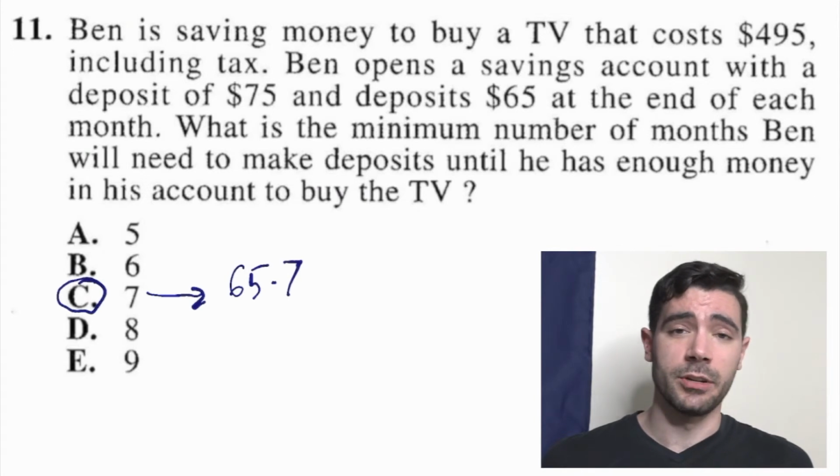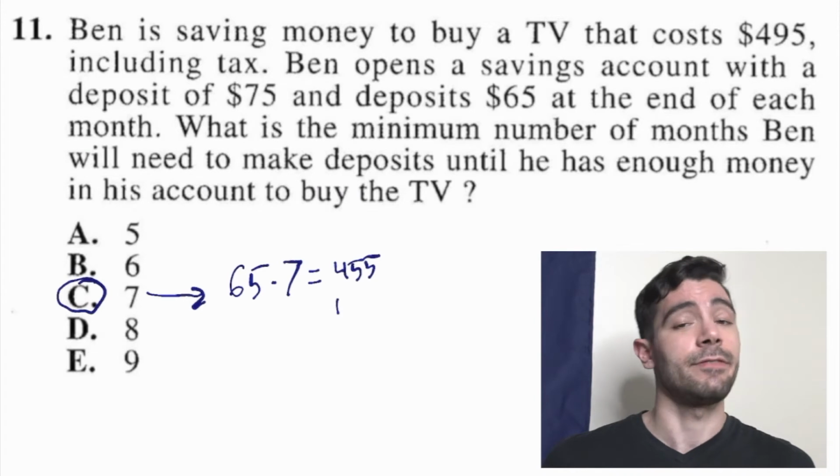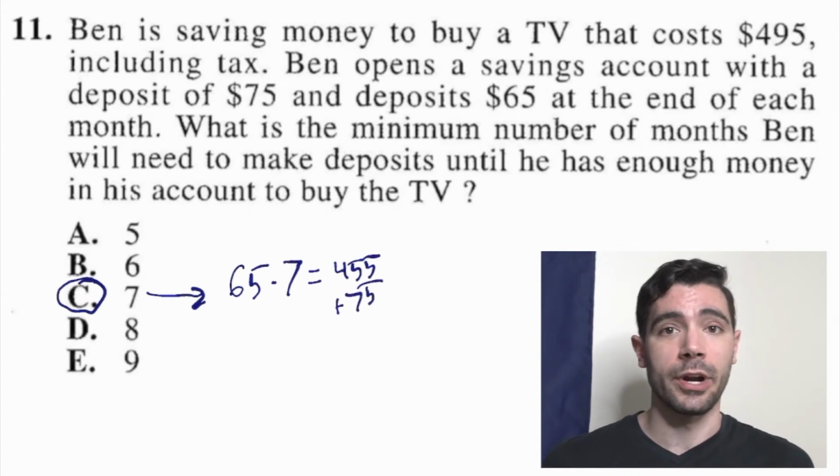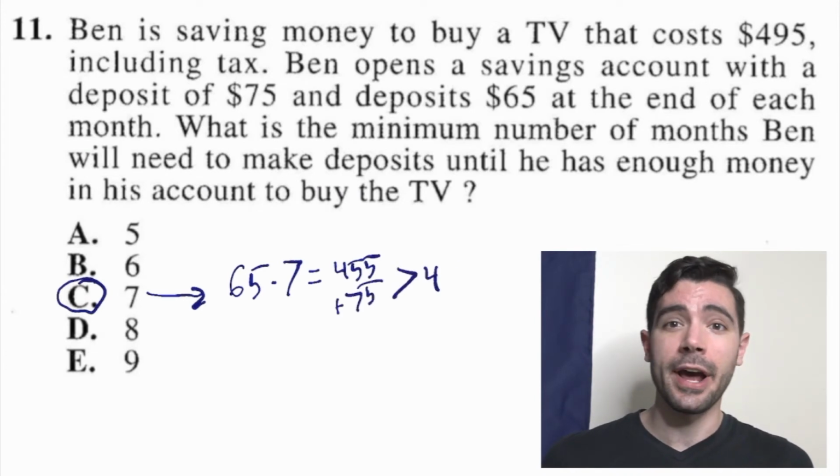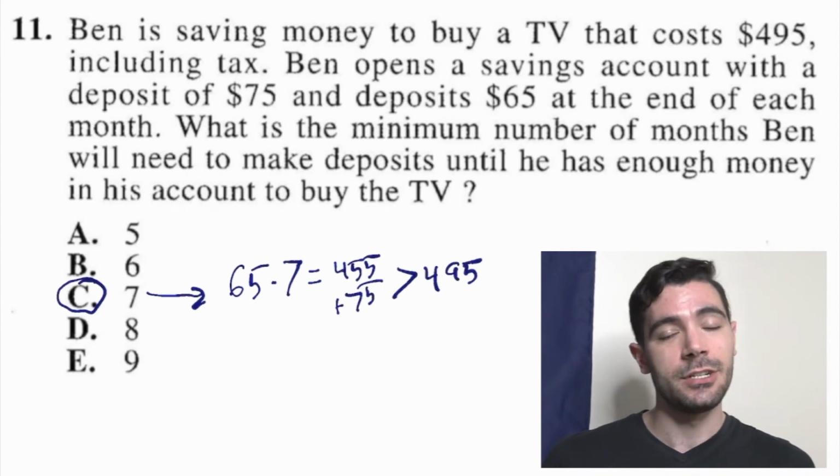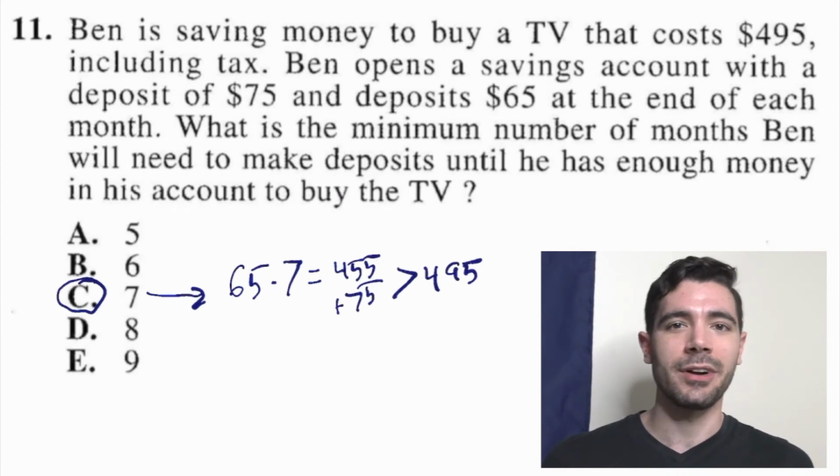If you start with C, you end up checking 65 times 7 is 455. And then if you add 75 to that for the initial deposit, you're up over 495. But you're not way over it. You're not more than 65 above it. So indeed, you needed the full 7 months. Either way, you'll get there. C.